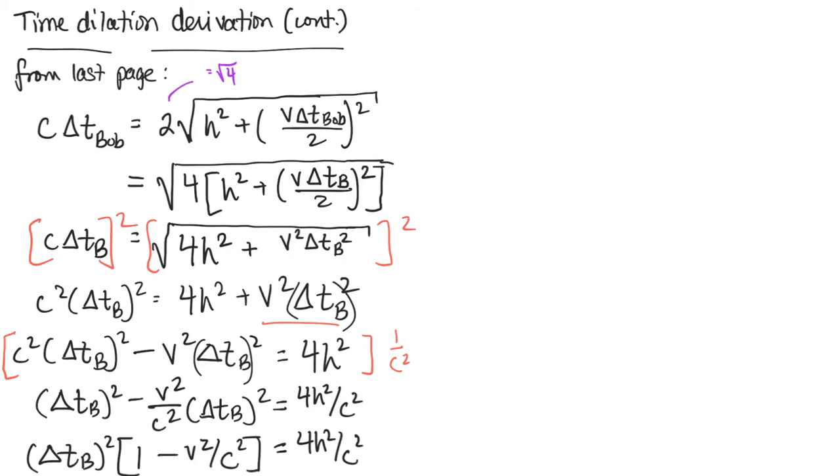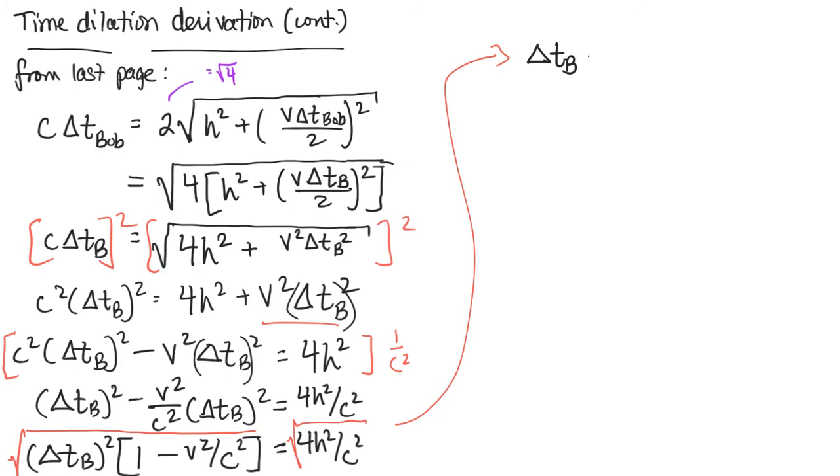So remember, we're trying to solve for delta t. Well, right now we have delta t squared. So let's square root both sides. Okay. So we'll square root the left side and square root the right side. And that will bring us up to the top of this right-hand side. So we'll have delta t_B no longer squared. And then we're going to square root the 1 minus v squared over c squared. And then we square root 4h squared over c squared, and we get 2h over c.